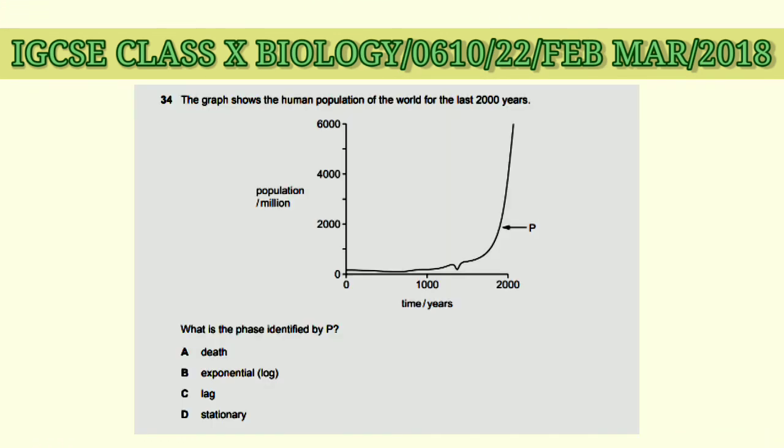Question 34. The graph shows human population of the world for last 2000 years. What is the phase identified by P? Phase P is exponential or log phase. Correct answer is option B, exponential or log phase. It is the phase of maximum growth rate.